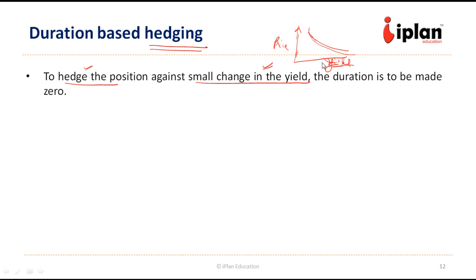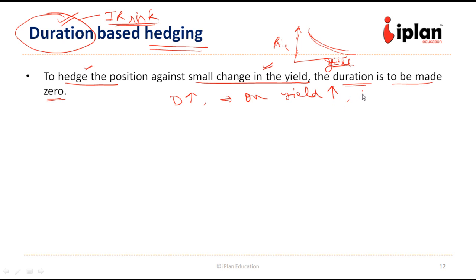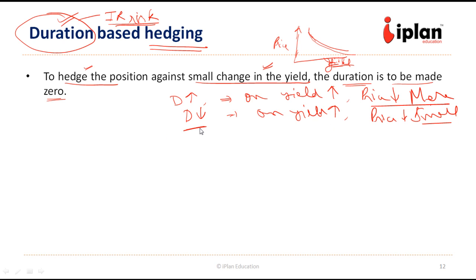So if we want to hedge our bond portfolio against any rise in the yield curve, then we have to make the duration of the portfolio 0. As we know, duration is a parameter that represents interest rate risk. If the duration of our portfolio is high, then on a yield rise, the price fall is going to be more. And if duration is small, then on a yield rise, the price fall is going to be small. So duration represents the interest rate risk. If the duration of the whole portfolio is 0, that means even if yield rises, the value of the portfolio is not going to fall. So that is the protection against change in the yield.